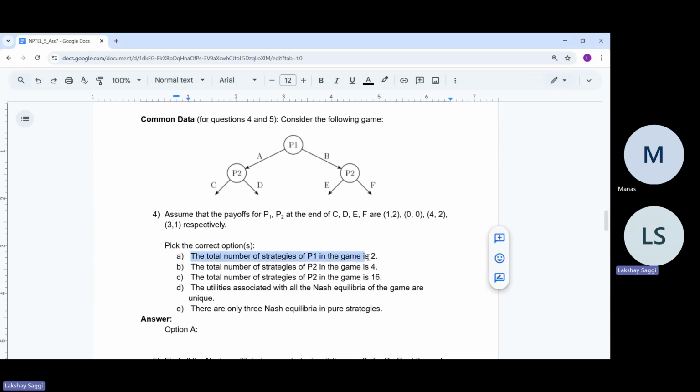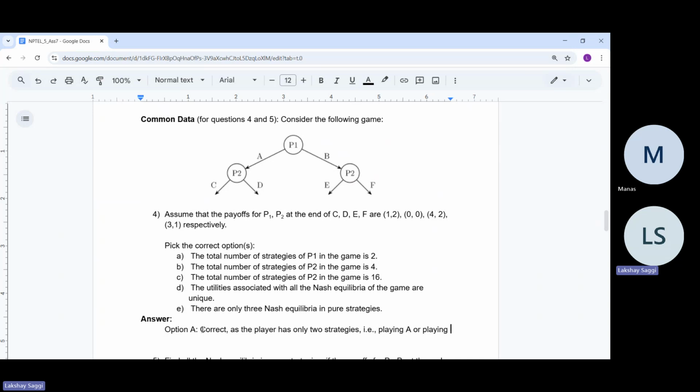So the total number of strategies for player one in the game is 2. This statement is quite easy to see. Player one is the starting player, so player one has only two ways to start the game. Either player one plays A or plays B. So there are just two strategies. So this statement is correct, as the player has only two strategies, that is playing A or playing B.